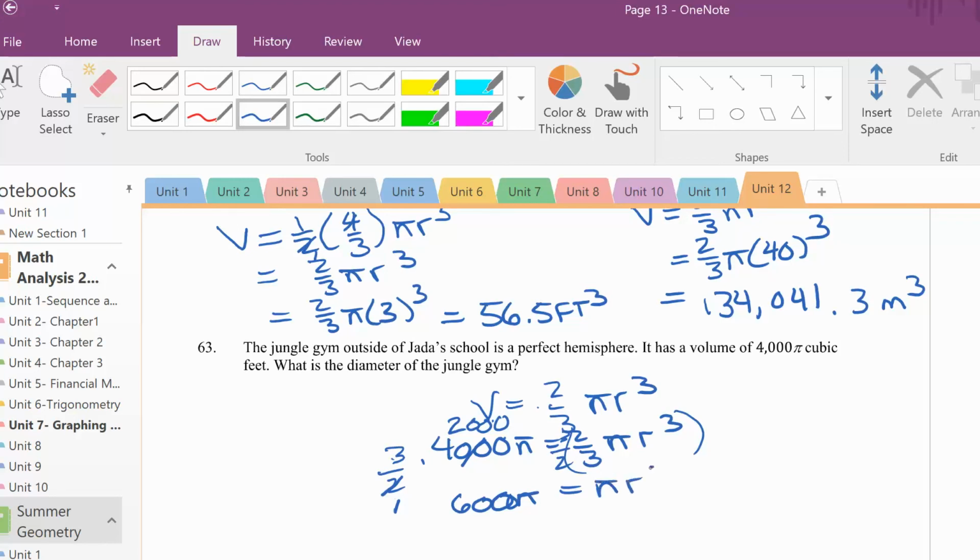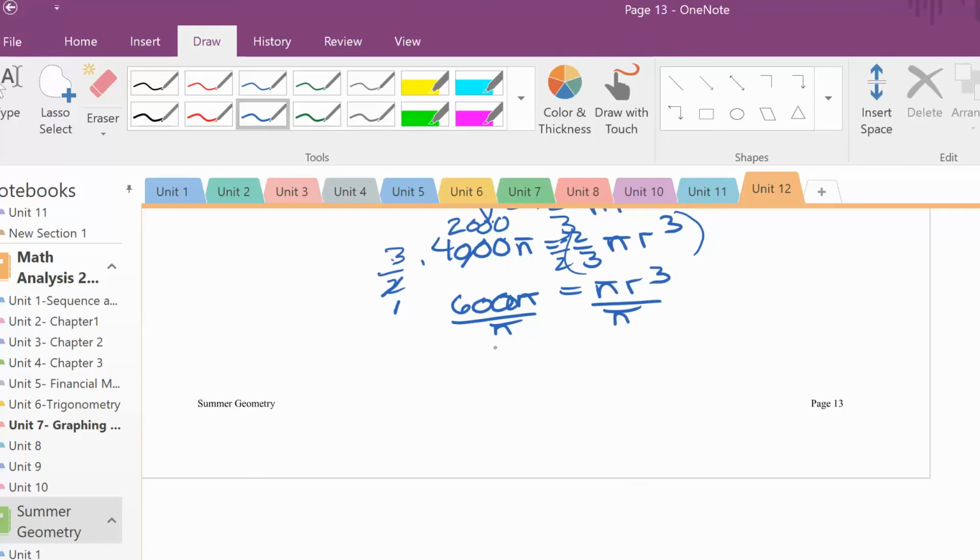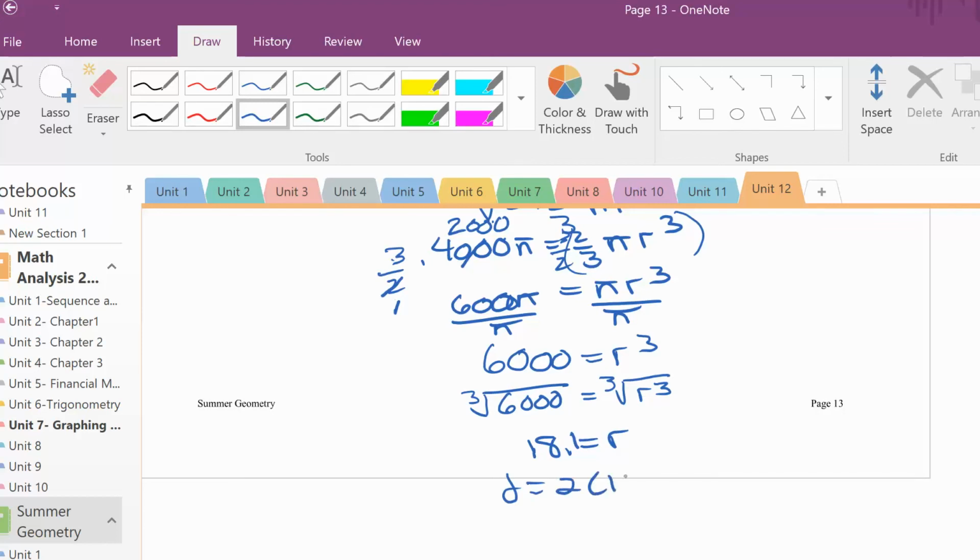equals pi r cubed, divided by pi gives you 6,000 equals r to the third. And then when you take the cube root of both sides, because now it's to the third power, so you don't take the square root, the cube root of 6,000 is 18.1. So then the diameter is equal to 2 times 18.1, which is 36.2 feet.